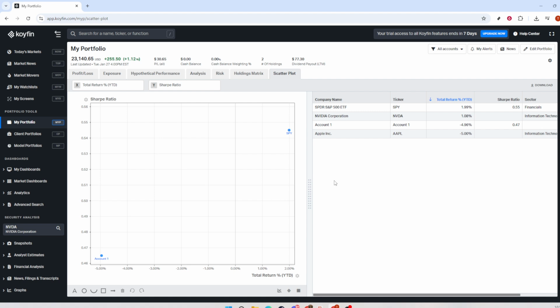with your expectations. By moving through these tabs in sequence, you'll get a full, nuanced view of your portfolio's performance in Koyfin.